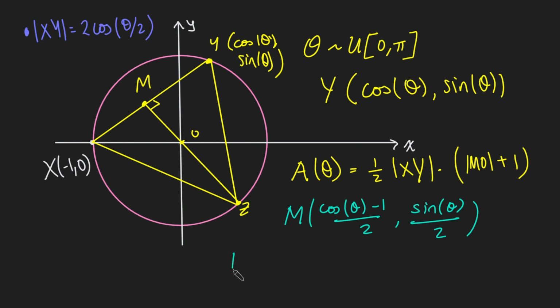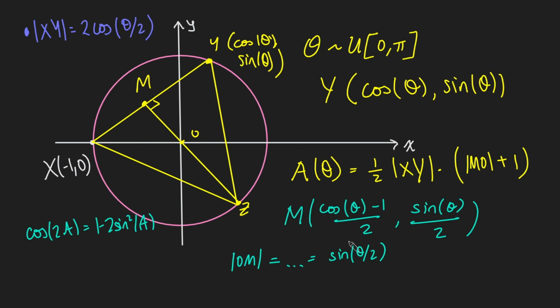And now to work out OM, again, we're just going to use Pythagoras alongside some trig identities. The trig identity we're going to use is cos 2A is 1 minus 2 sine squared of A. And applying this here, it turns out, and I'll leave the details for you to check yourself, that this thing here just equals sine of theta over 2, like so, which is great. So now we can work out this area.